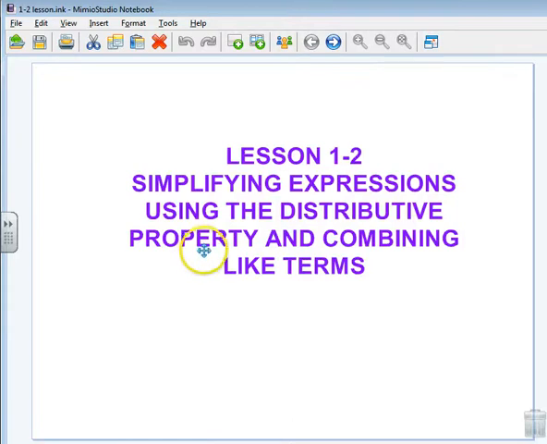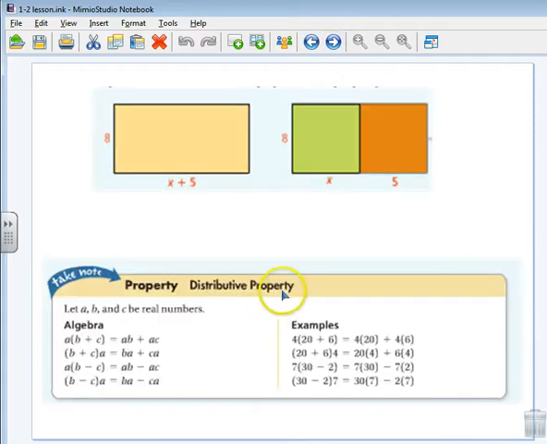Hello guys. Today we will be learning about how to simplify expressions using the distributive property and by combining like terms. Now, we already went over this one in class, but just in case you did not get a chance to copy this down, please write it down right now.